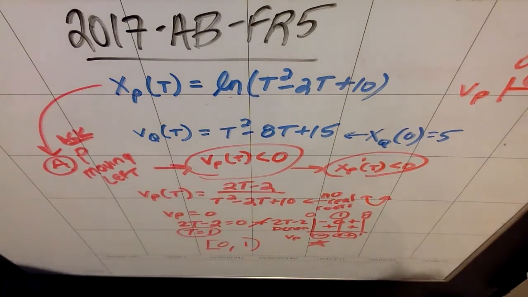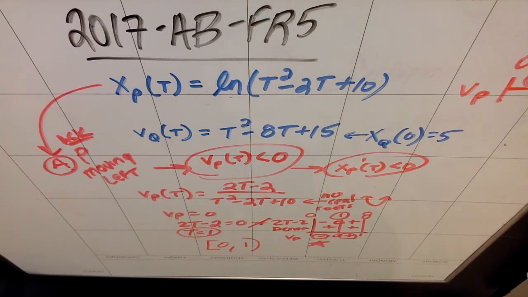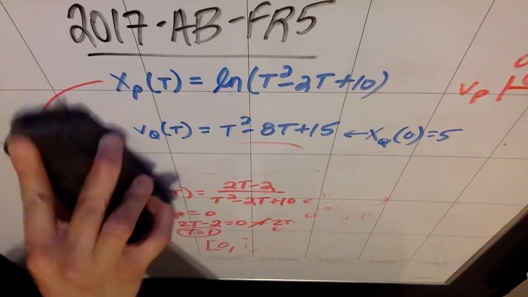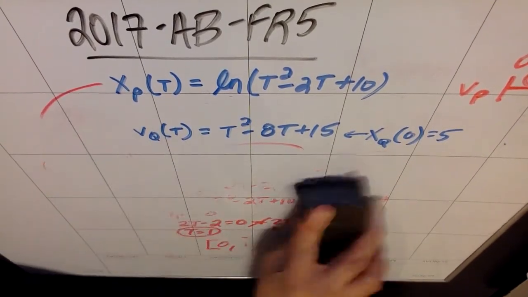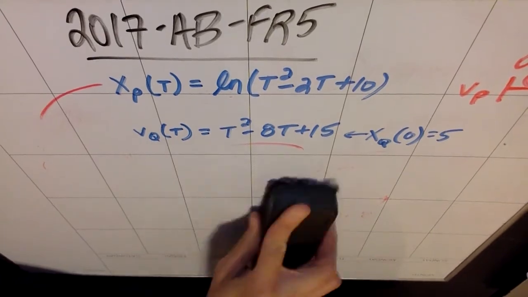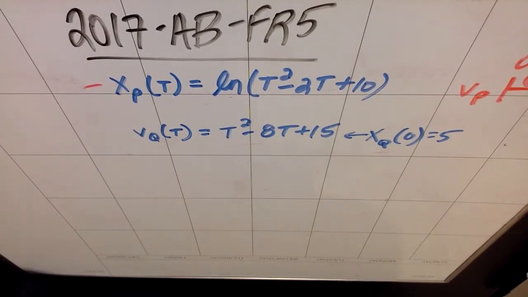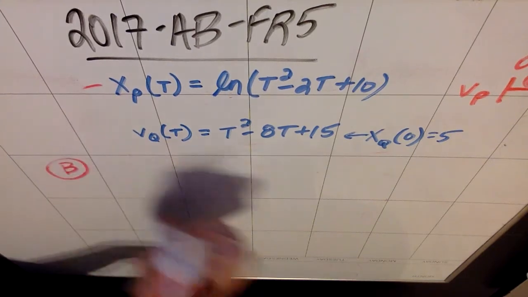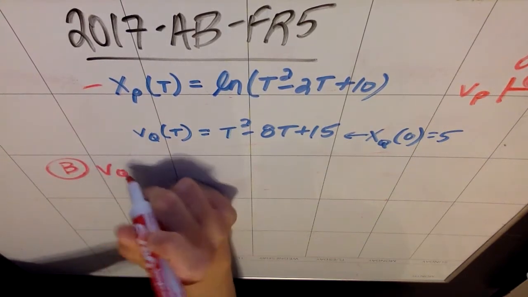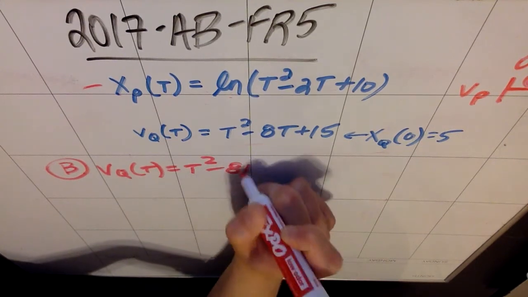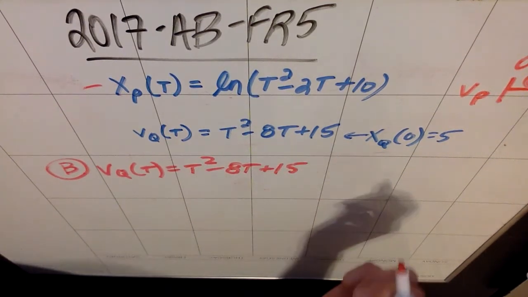And I'm going to write that because I need that to talk about which direction this particle is moving when I compare it to the other particle. So now let's talk about vq. I now know which way particle P was moving at what times. So when we talk about B, we need to do the same thing for vq. So I need to know the direction vq is, or the sign of vq, so I can know the direction of particle Q.